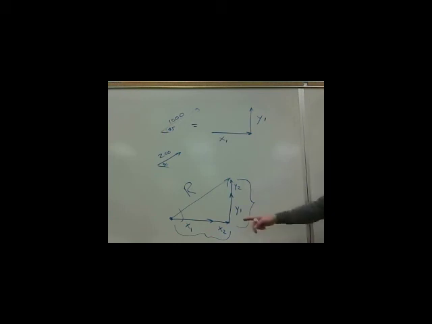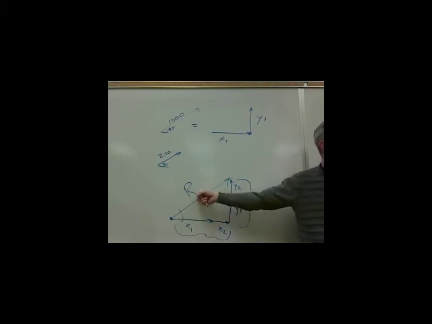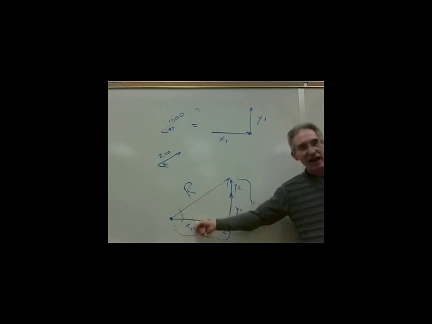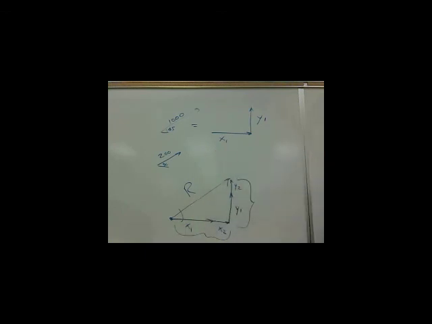So again, sum the x's, sum the y's. You got a number here, a number there. You plug those numbers into the Pythagorean theorem, you find a result. To get the angle, you use whatever trig function you want, tangent, cosine, sine, and away you go.